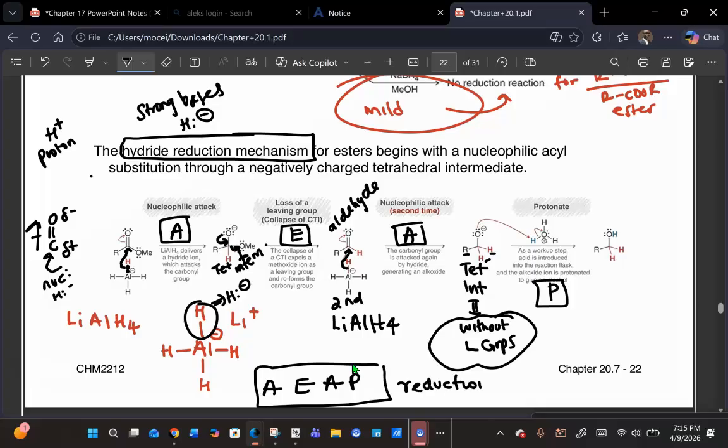When you're reducing ester, reduction of esters to what? To alcohols. Yeah.